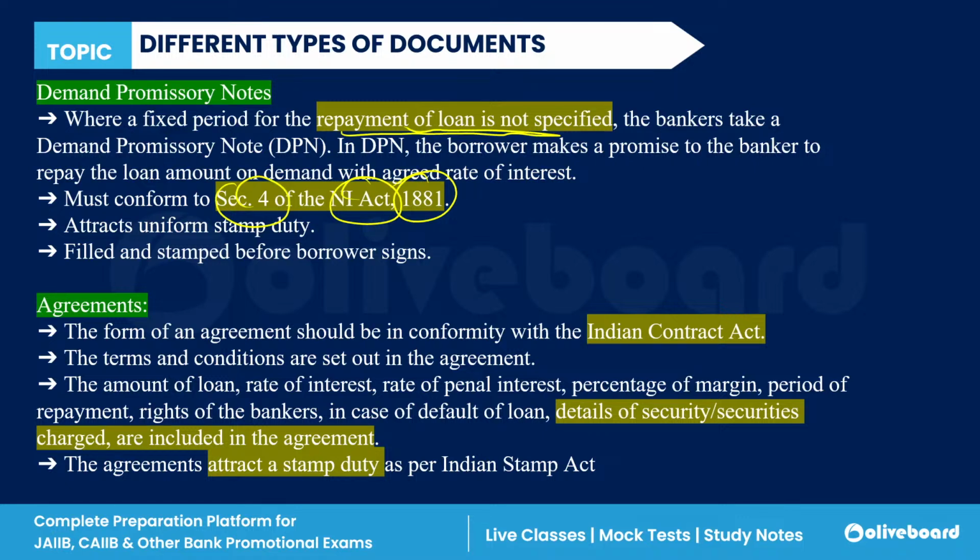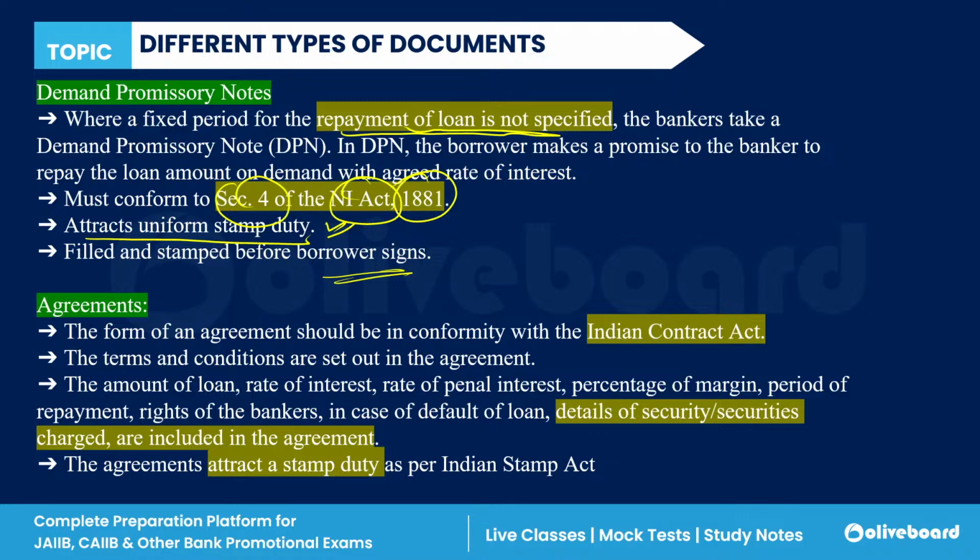If we talk about this demand promissory note, they attract a uniform stamp duty. Okay, demand promissory notes attract what? They attract a uniform stamp duty, and this will be filled and stamped before the borrower signs. So it is filled and stamped before the signature of the borrower, right?